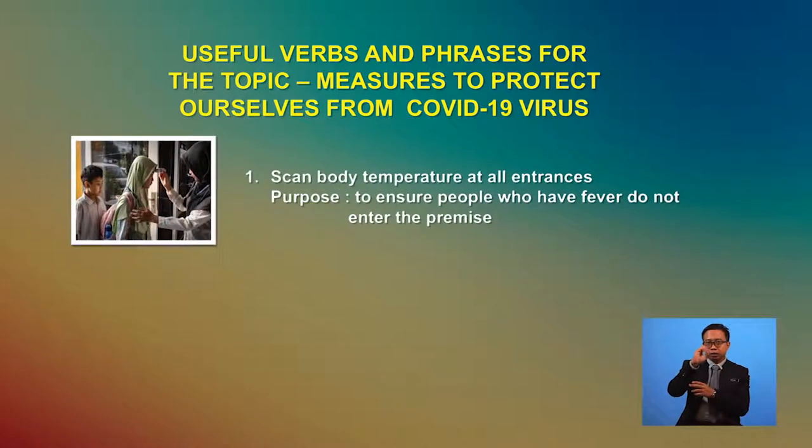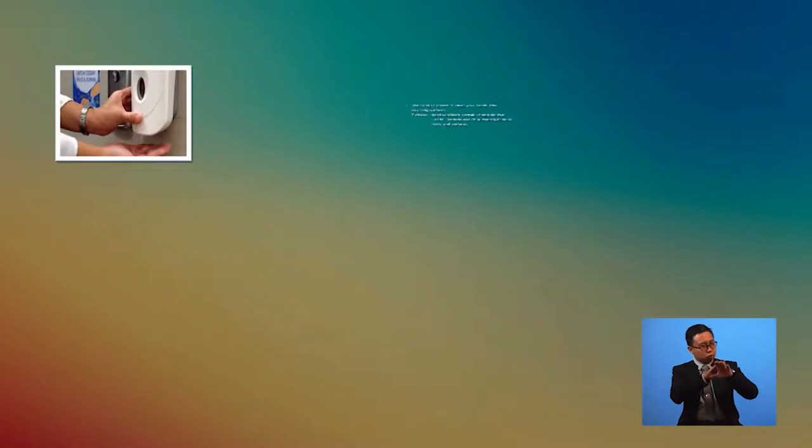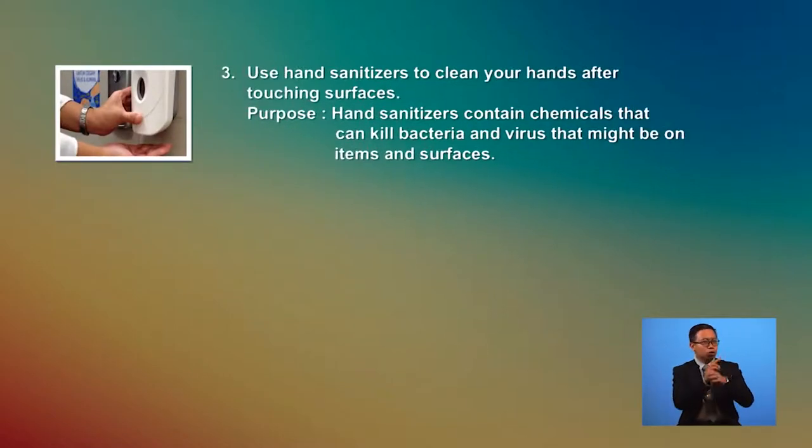Scan body temperature at all entrances. Purpose? To ensure people who have fever do not enter the premise. Number 2. Keep your social distance within 1 meter. Purpose? Staying 1 meter away can prevent infection through saliva and touch. Number 3. Use hand sanitizers to clean your hands after touching surfaces. Purpose? Hand sanitizers contain chemicals that can kill bacteria and virus that might be on items and surfaces.